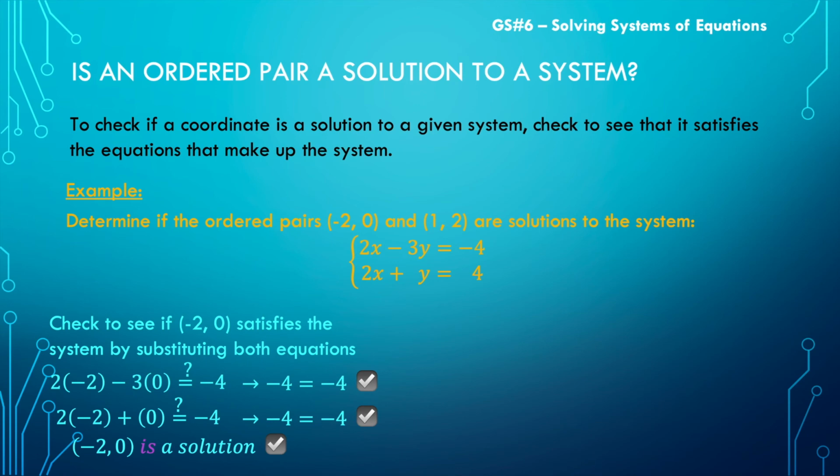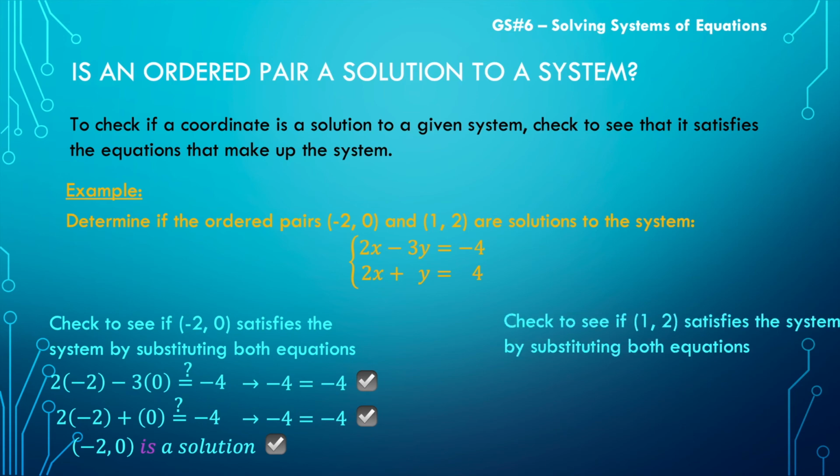Now we want to check (1, 2). Let's check (1, 2) by doing the same thing. Let's substitute (1, 2) into both of the equations. We'll start with the first one. We'll put the 1 in for the x and the 2 in for the y. And we want to check, is 2 times 1 minus 3 times 2 equal to -4? We know that 2 minus 6 is indeed -4, so yay, that works.